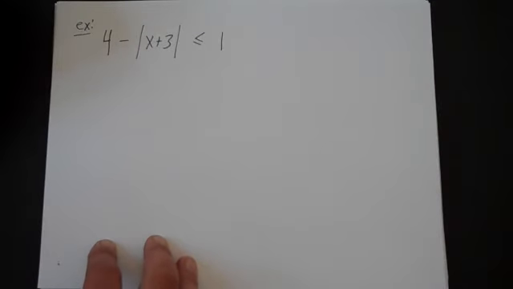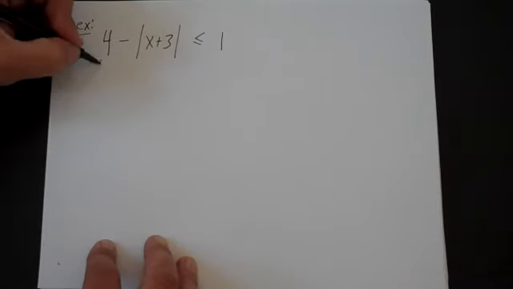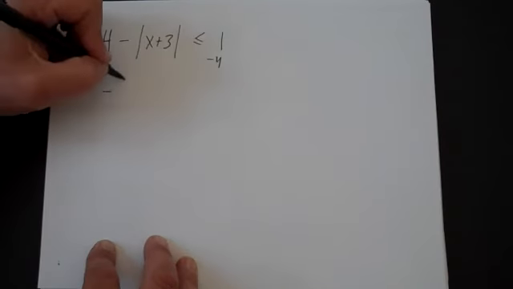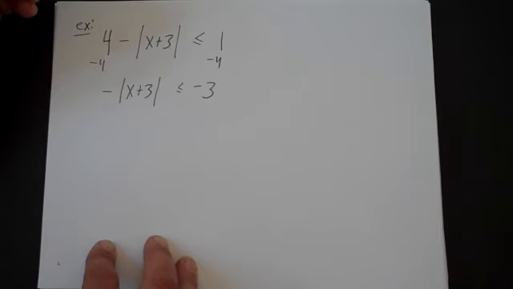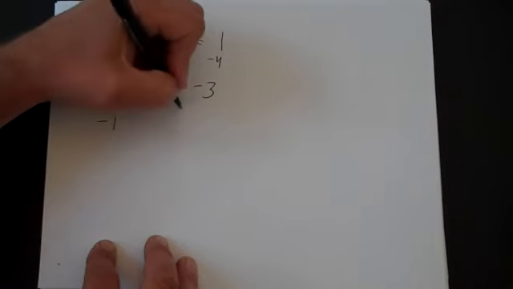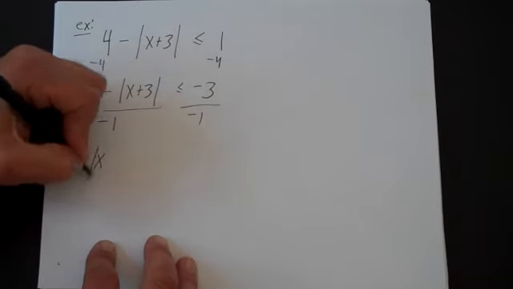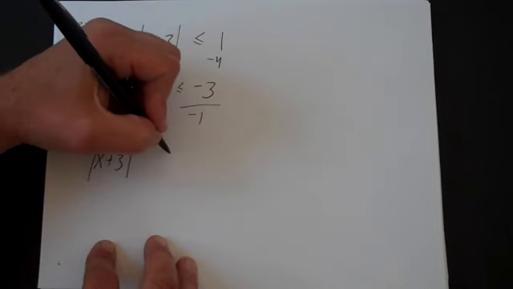Let's do one quick example, and then let's look at some potential trick problems. Let's do 4 minus absolute value of x plus 3 is less than or equal to 1. First thing you do is subtract 4 and subtract 4, and you get minus absolute value of x plus 3, less than or equal to minus 3. Now you're going to divide by a minus 1 on both sides, and you get absolute value of x plus 3, and that's going to be a positive 3.